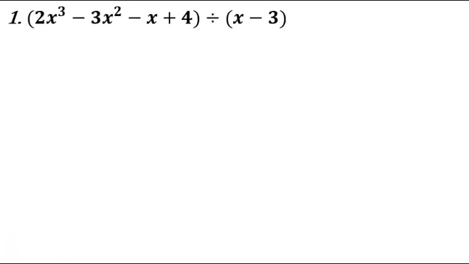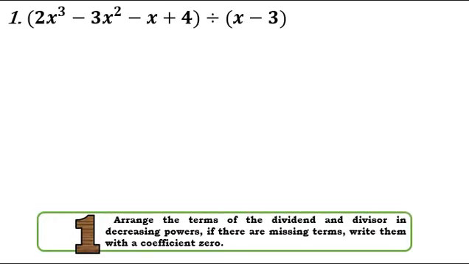So, simulan natin sa unang halimbawa. 2x cubed minus 3x squared minus x plus 4 divided by x minus 3. So, computein natin ito following the steps na ibinigay kanina. Ang ating first step, arrange the terms of the dividend and divisor in decreasing powers. If there are missing terms, write them with the coefficient 0. So we have 2x cubed minus 3x squared minus x plus 4. So kung titingnan natin ang kanyang exponent, we have 3, 2, 1, and the constant. So siya po ay nakaayos na in decreasing order, kaya wala na tayong kailangan.